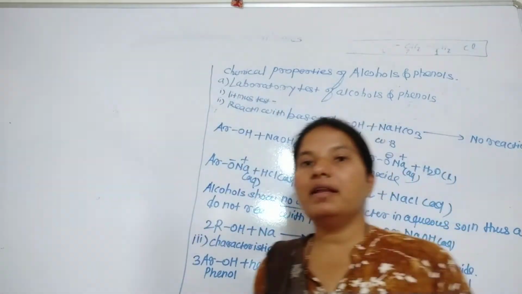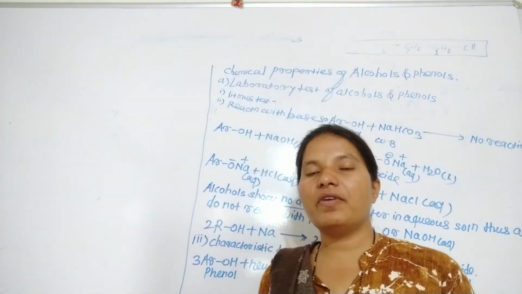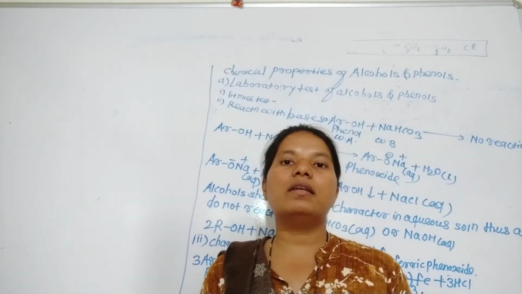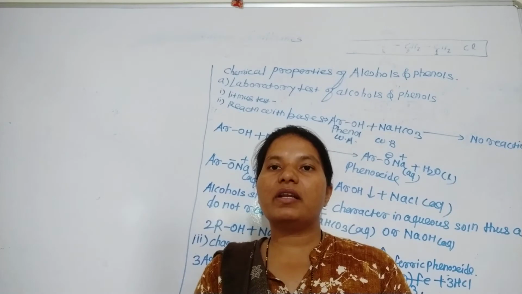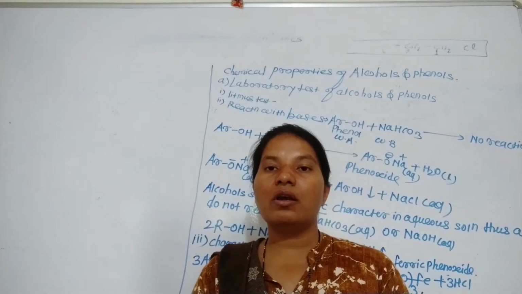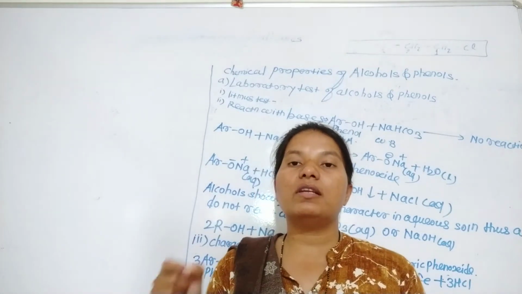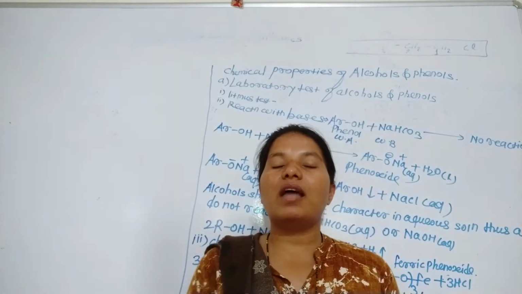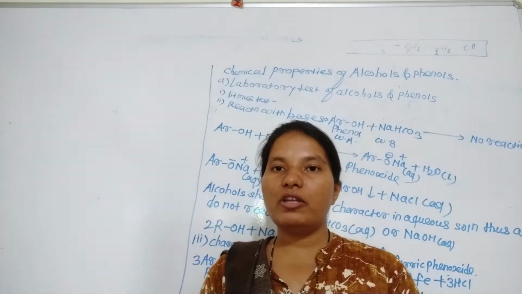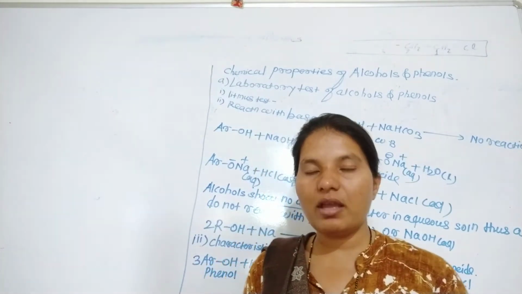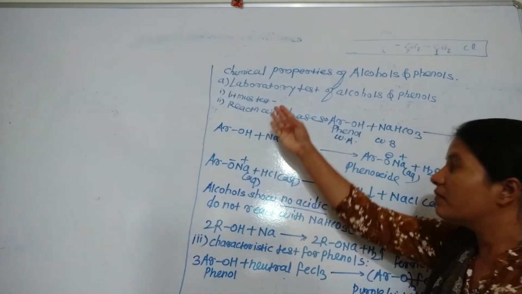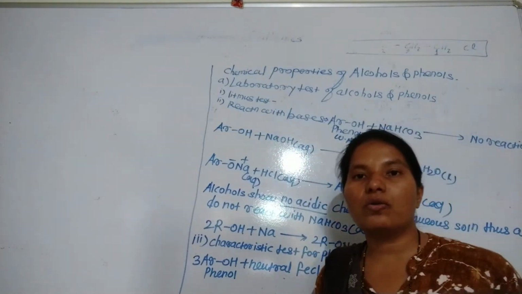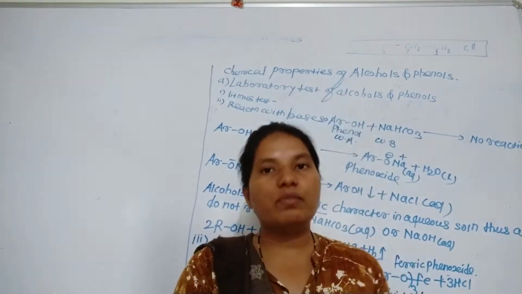Then the test for phenol. You can take phenol and dip your blue litmus paper in the phenolic aqueous solution. What happened? Your blue litmus paper turns red. That means the phenolic solution is acidic. So with the help of the litmus test you can distinguish whether it is alcohol or phenol.